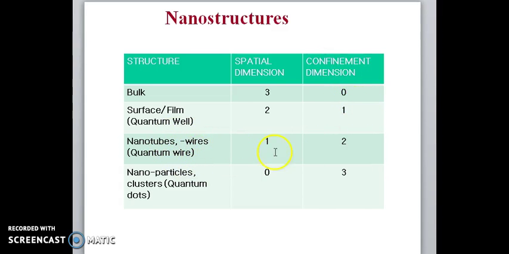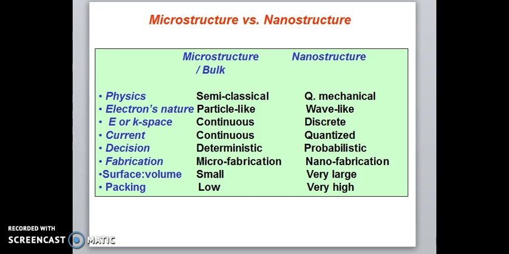Nanotubes and nanowires are 1-dimensional objects. The other 2 dimensions are confined. Nanoparticles or quantum dots are 0-dimensional particles and they are confined in 3 dimensions. So what does this actually mean to us when we say quantum confinement? So this is what happens.